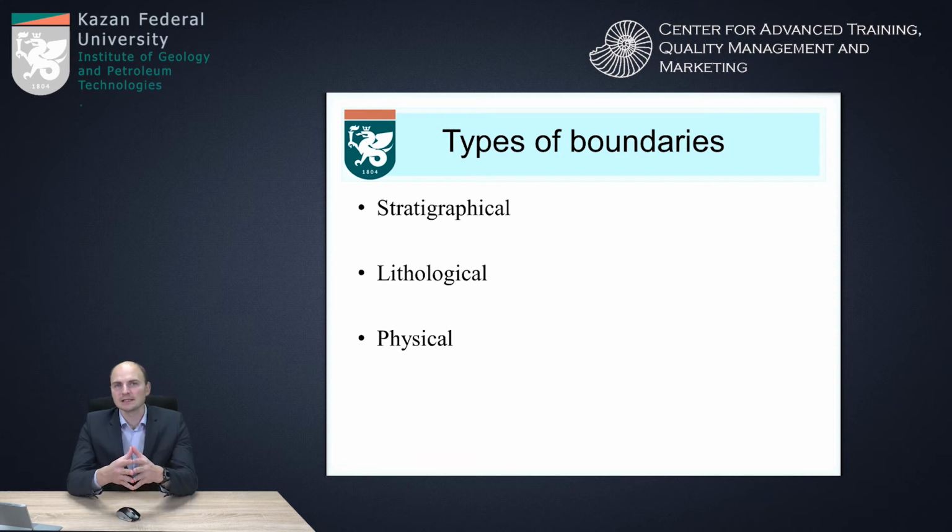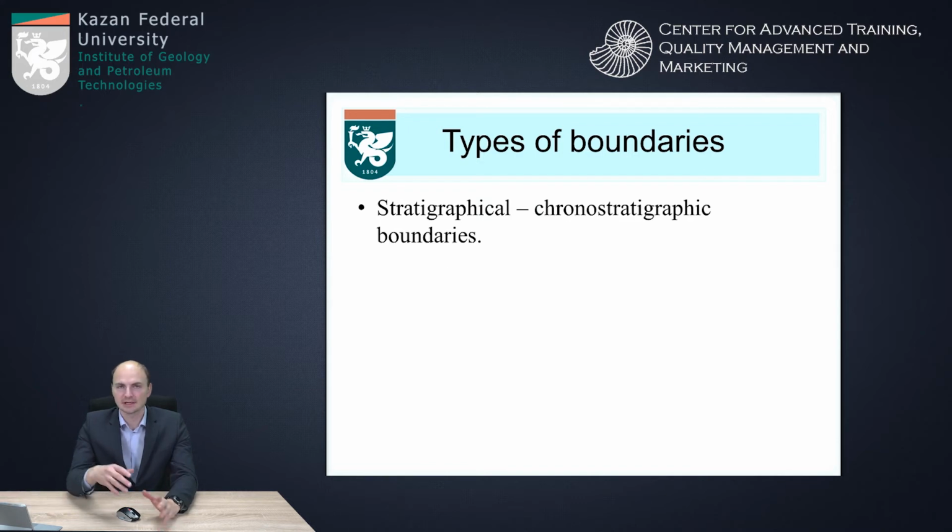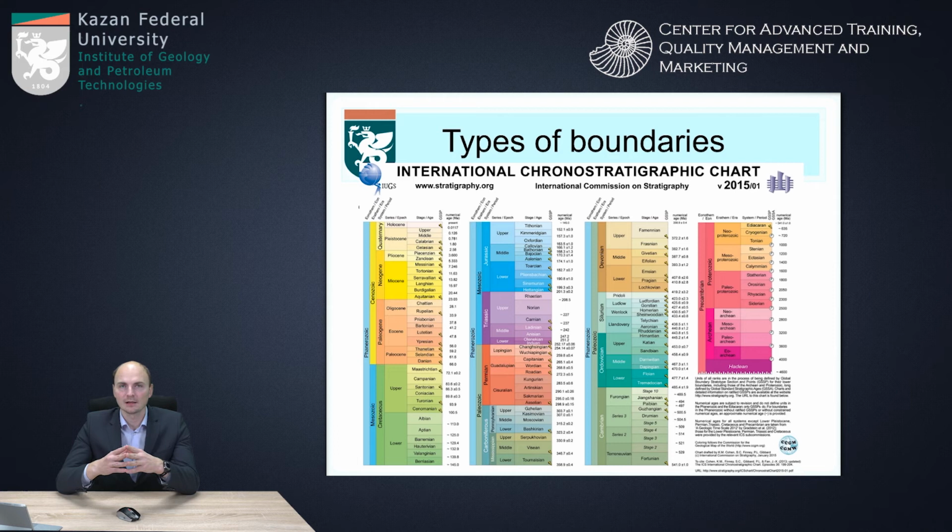The next question is the types of boundaries that are used in seismic exploration. We have three different types of boundaries: stratigraphical boundaries, lithological boundaries, and physical boundaries. Stratigraphical boundaries are boundaries of age, between rocks of different age, like between Devonian and Carboniferous, between Carboniferous and Permian, and so on.